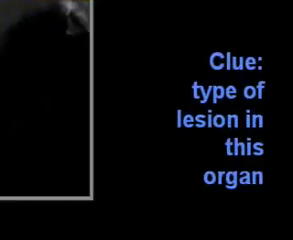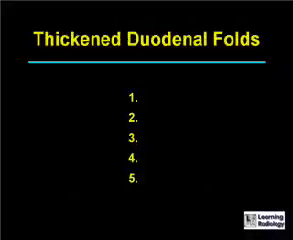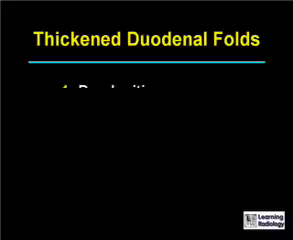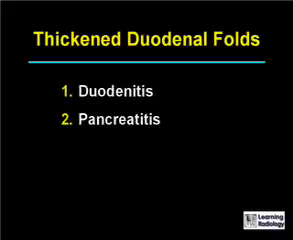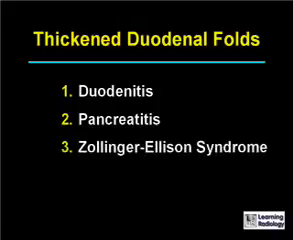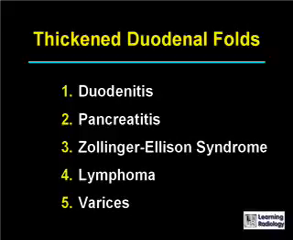This is your next differential diagnosis. The differential is thickened duodenal folds. There are 5 causes listed. The 5 causes of thickened duodenal folds are duodenitis, pancreatitis, Zollinger-Ellison syndrome, lymphoma, and varices.